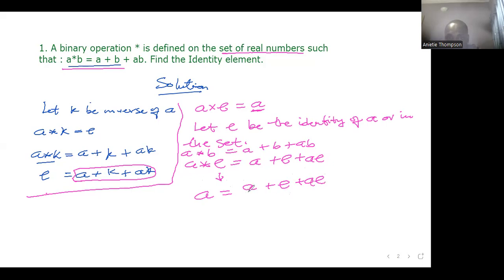So I'll collect like terms. A can go to where A is. We have A minus A equals E plus AE, and then we have 0 equals E plus AE. We can factorize that place. We have E times 1 plus A.